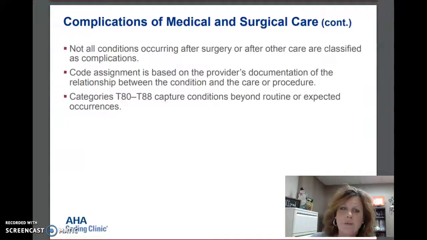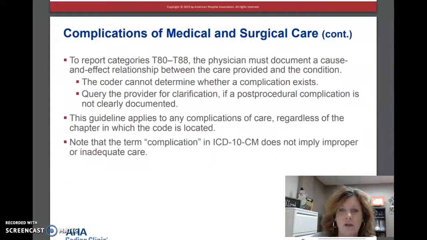Okay, so one thing to remember, not all conditions occurring after surgery or after other care are classified as complications. So code assignment a lot of times is based on the provider's documentation, and this is going to be between the relationship of the condition and the care or procedures. Okay, so again, we're going to look at T codes.